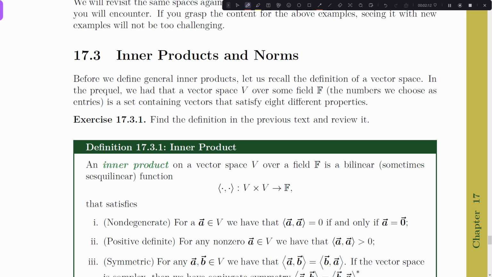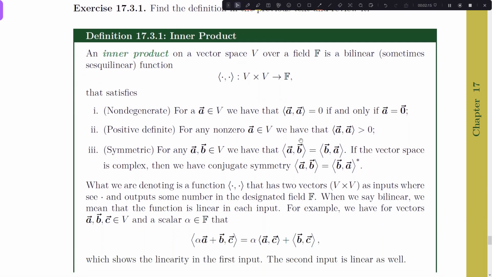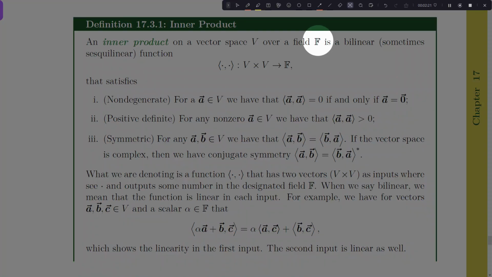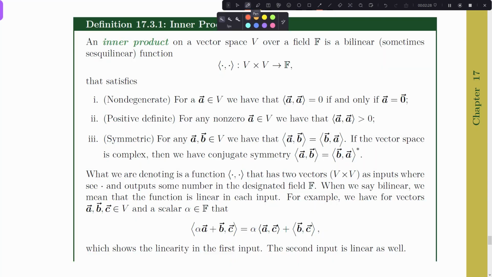Okay, so the inner product, we're going to start with the definition right here. An inner product on a vector space, and they're using just a field F here. Think about this as C, the complex numbers. Okay, so an inner product over a vector space over the complex numbers is sesquilinear, which I know is a weird word, but let's just think about it as a function of two inputs. There's my two inputs.